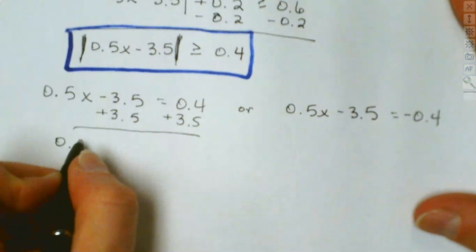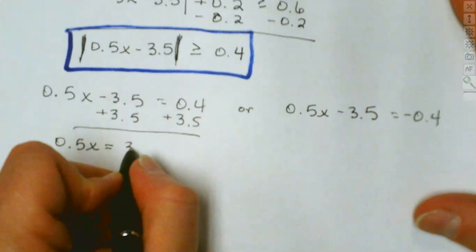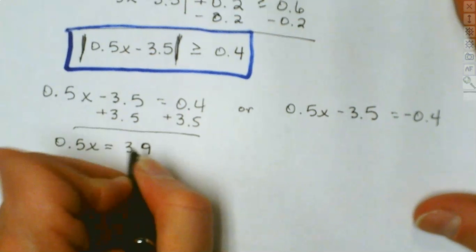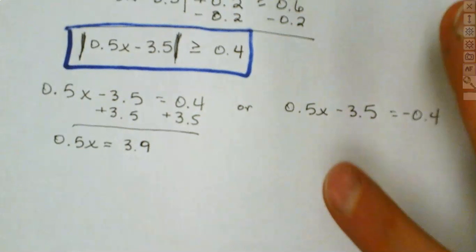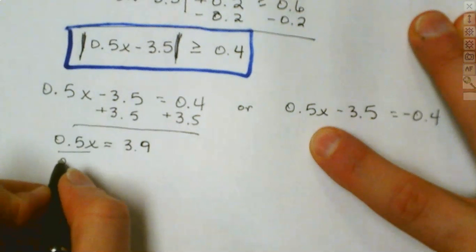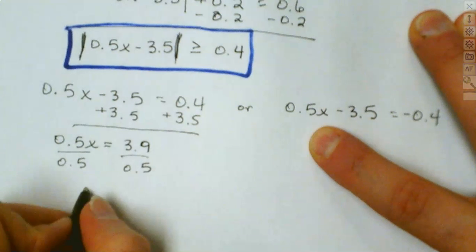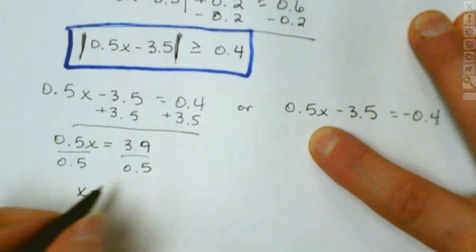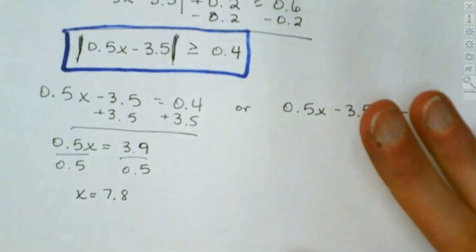So that is 0.5x equals now, looks like 3.9. You add them over. And then we've got 3.9. We're going to divide that by 0.5. And that leaves me then with x equaling 7.8. So there's one of them.